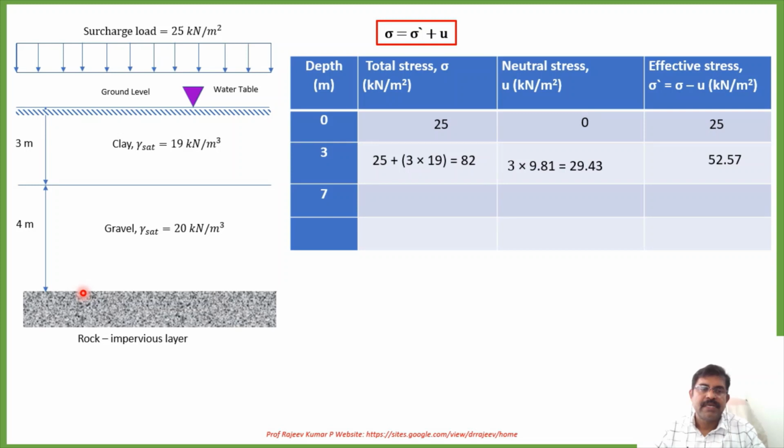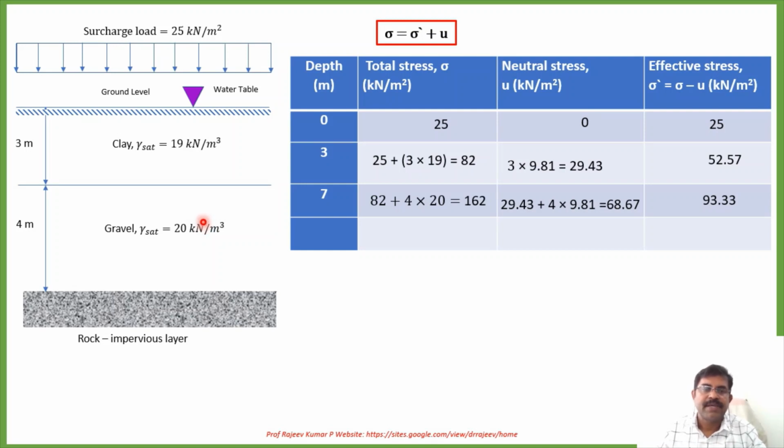And at 7-meter depth, that is at the interface between rock and gravel, 7 meter from the ground surface, how much is the total stress? It is nothing but 82, which is acting at 3-meter depth, plus 4 times 20, where 4 is the depth and unit weight is 20, is equal to 162. And neutral stress is 29.43, which is acting at 3-meter depth, plus 4, the remaining depth, times 9.81. The difference is effective stress. So these are the numerical calculations related to this.